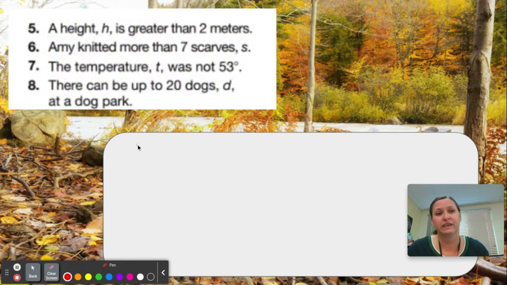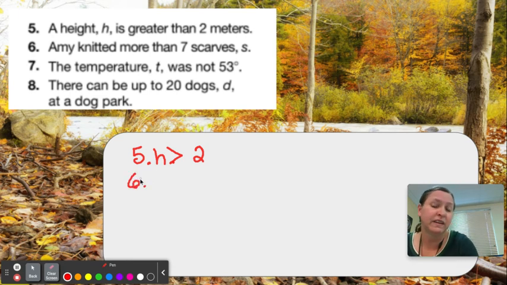Right here. Let's look at number 5. A height, h, so I'm going to start by writing my h, is greater than 2 meters. So h is bigger than 2 meters. That's all I would do. Let's look at number 6.